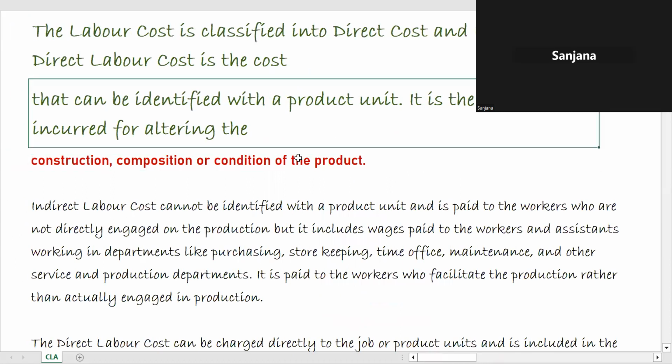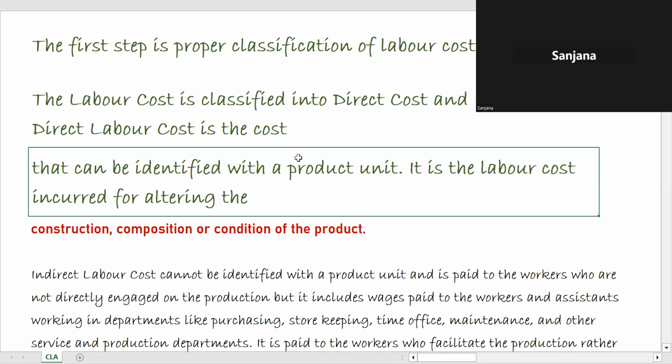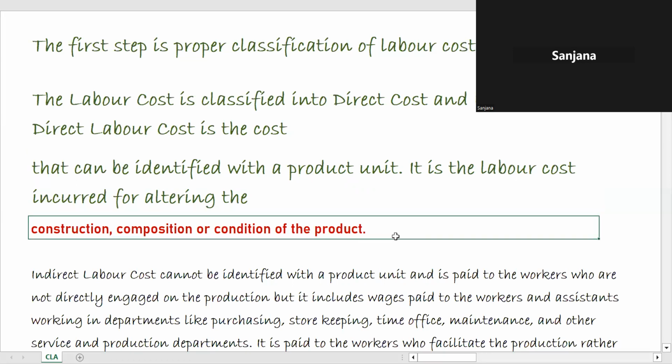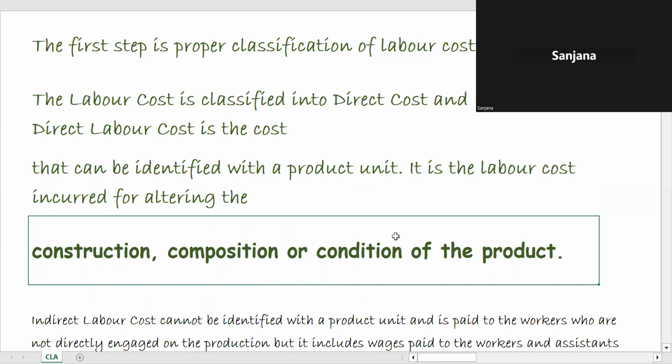So now, we were here. So direct labor cost is a cost that can be identified with a product unit, okay. Where you can say, okay, this unit has been manufactured by this machine and directly identified it with the product unit, then it will become direct, ठीक है. यहाँ पे भी, if you see, this is the pure definition as per CAS 7, ठीक है. So it is the labor cost incurred for altering the construction, composition और condition of the product, ठीक है.